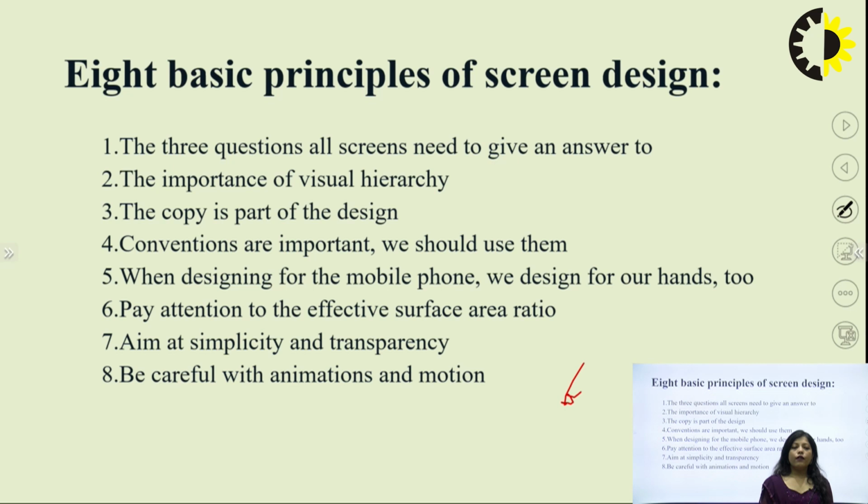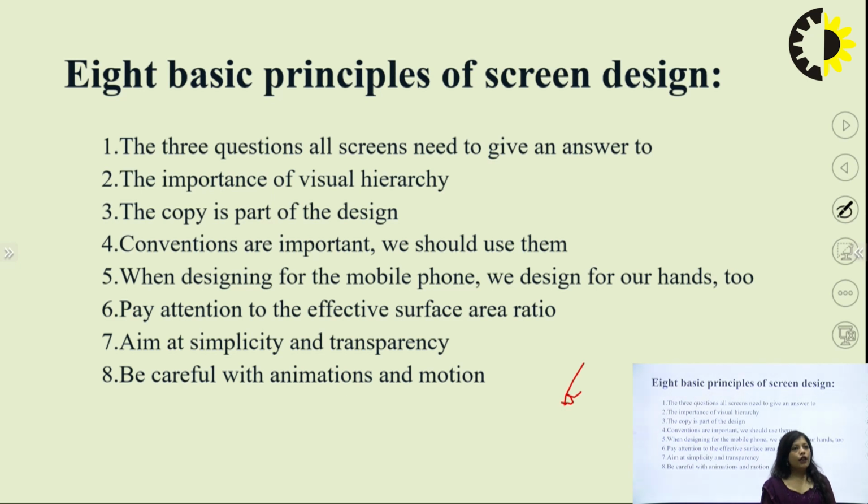So our website or our screen design should be very simple, transparent, efficient and interactive, so that users of every age and from every background, from a technical background or a non-technical background, can use your screen design and your website very easily.